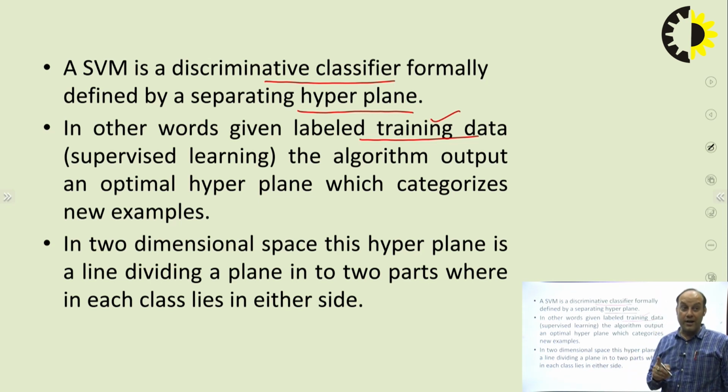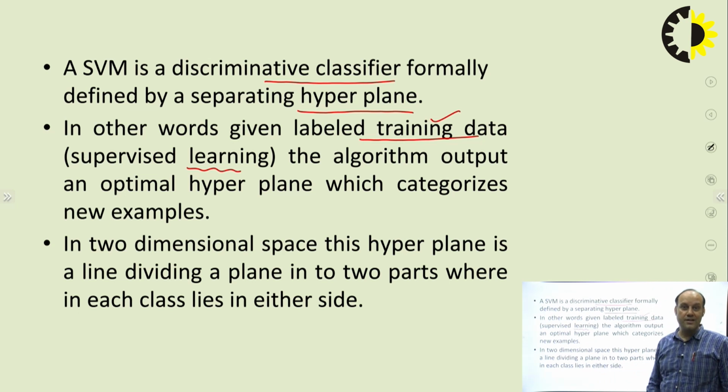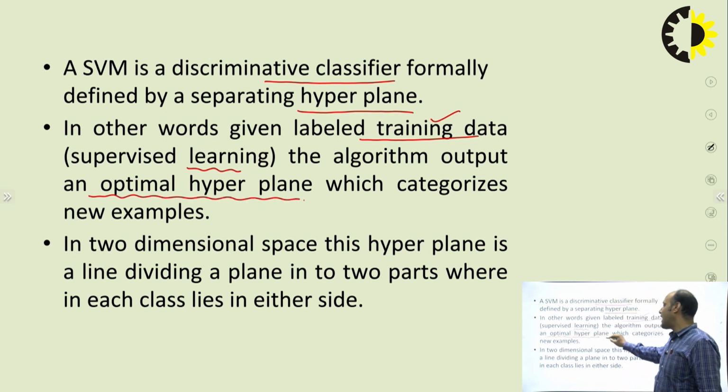So this can be explained as labeled training data. If I am talking about labeled training data, then it is supervised learning, because in supervised learning we are already given the input and output. It means the data is labeled. What will the algorithm output? It will output an optimal hyperplane. That hyperplane is defined, and that plane is used to categorize new examples.